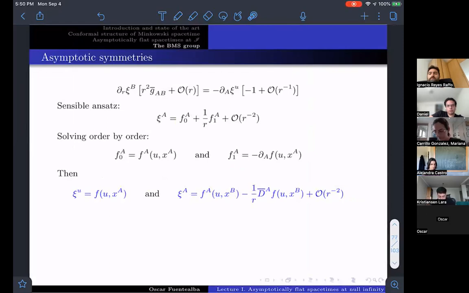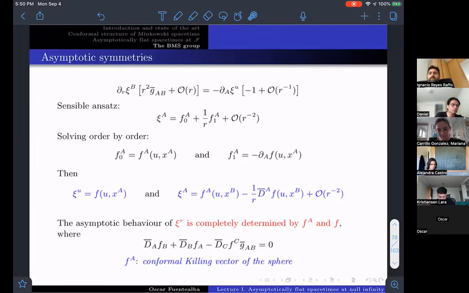So we find the time component of the asymptotic Killing vector and the angular component. But we still have to find the asymptotic fall-off of the radial component of the Killing vector, the generator of the asymptotic symmetries. And we'll find that the radial component can be completely determined in terms of f and fa, which were the leading terms in the fall-off of the remaining coordinates. And we will find that this fa is really a conformal Killing vector of the sphere, whose equation is given by this expression.